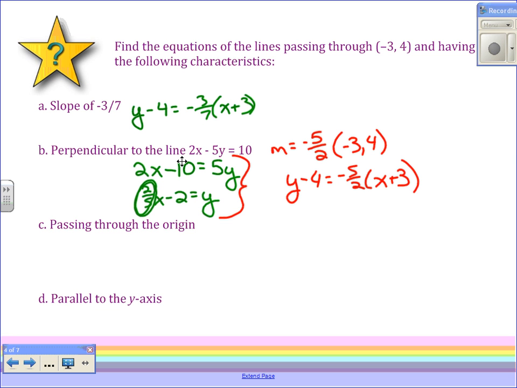Next one, passing through the origin. So the origin and then our original point, -3, 4. So I need a slope, right? I already have 2 points, I just need the slope. So slope is y2 minus y1 over x2 minus x1, which is obviously -4/3. And then I can write the equation of the line. Well, I can do my point slope, in which case I can use the origin, 0, 0, or the original point they gave me, which is -3, 4. Regardless, I'm going to get the exact same thing.